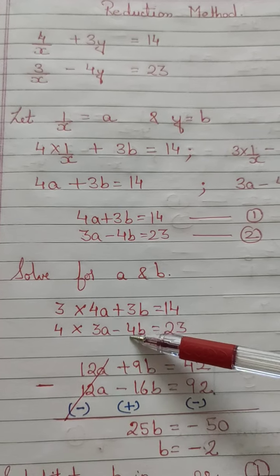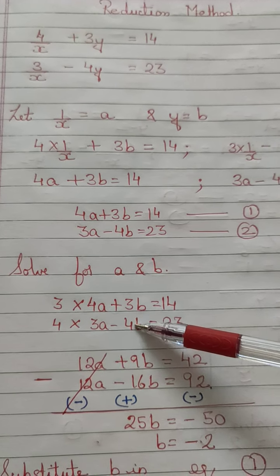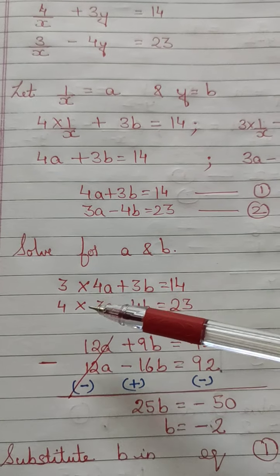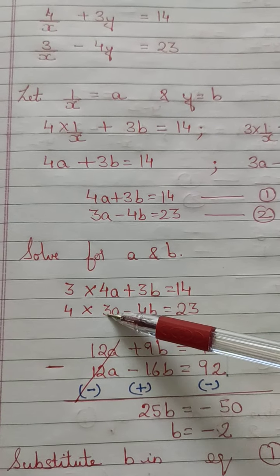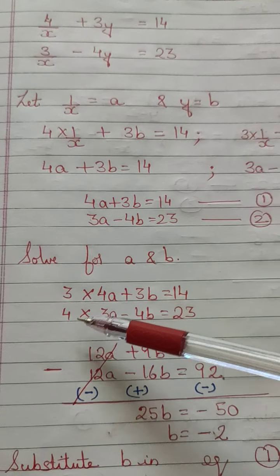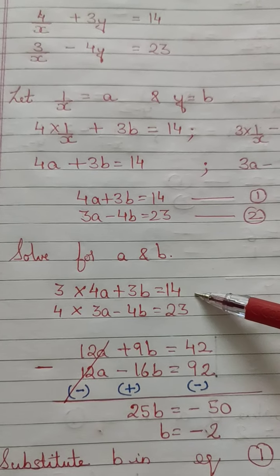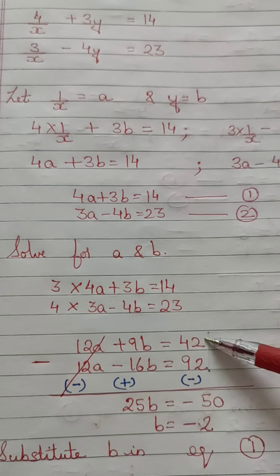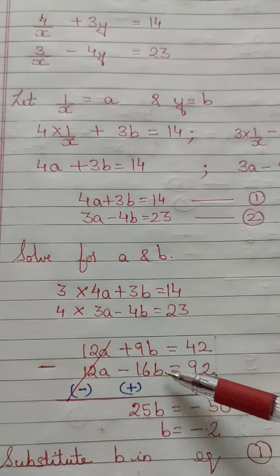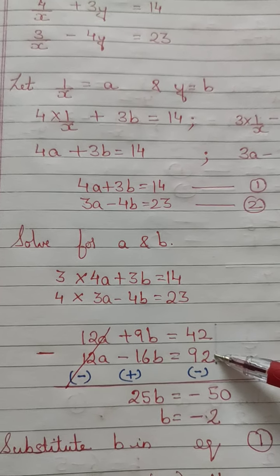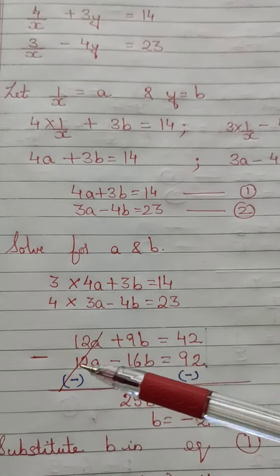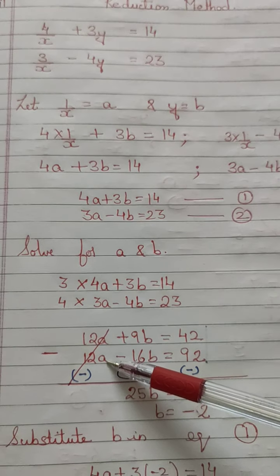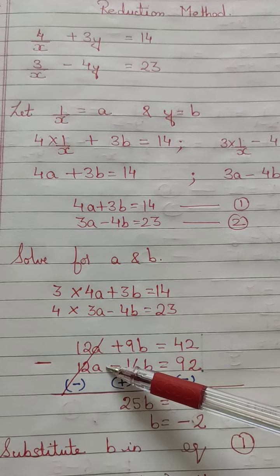So when I observe both the equations, I want to make the coefficients of one of the variables equal. So for that what I do is I multiply the first equation by 3 and the second equation by 4 on both the sides. So I get 12a plus 9b is equal to 42 and 12a minus 16b is equal to 92 after multiplying. Is it okay, beta? I find 12a and 12a equal with the same sign. So they cannot be cancelled. So I'll have to subtract.